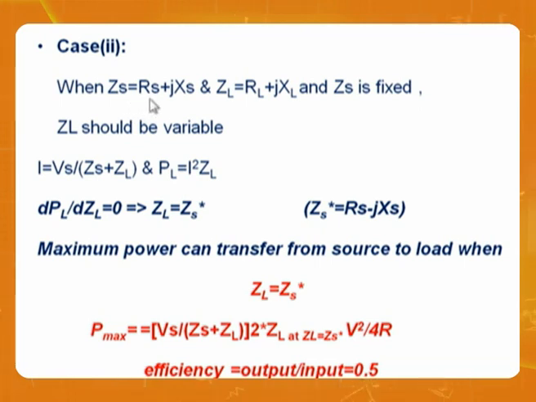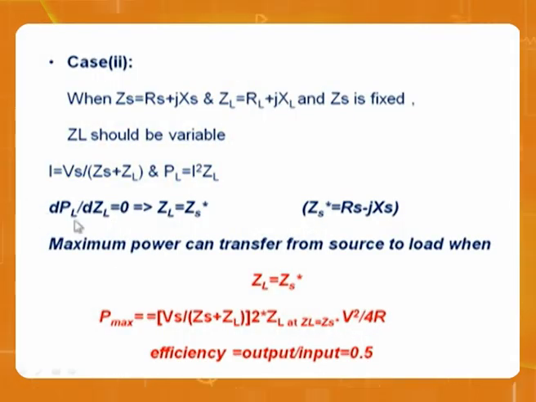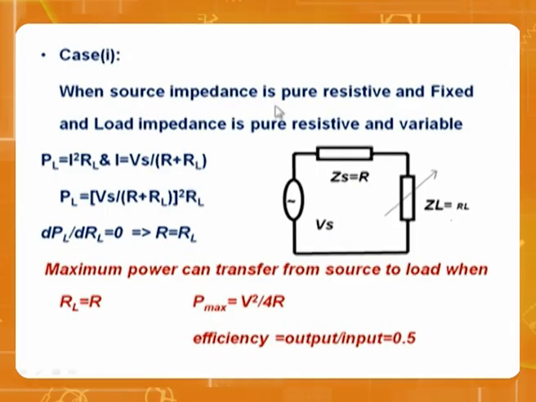For example, if the impedance is Rs plus jXs, that is the source, and the load is RL plus jXL. As we already said, Zs has to be fixed, but the load is variable. In such a case, if you differentiate with Z, you will get the complex conjugate. So please remember, complex conjugate is the point. And I have a very serious thought to give you.